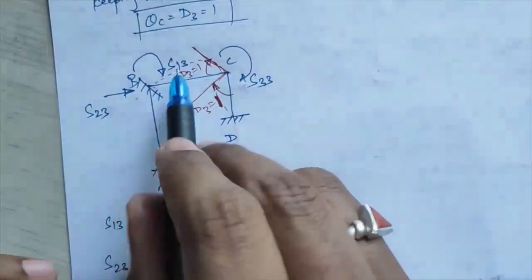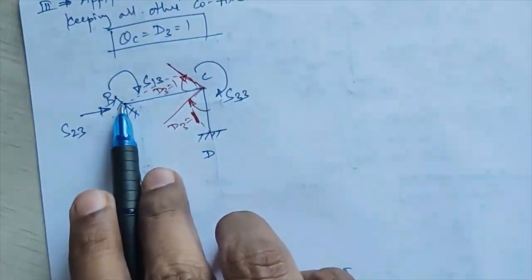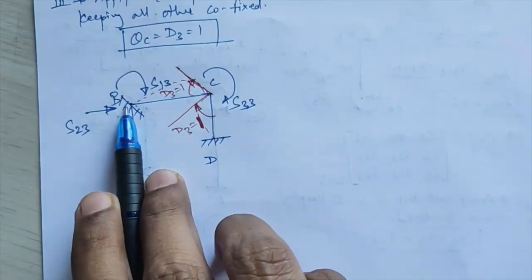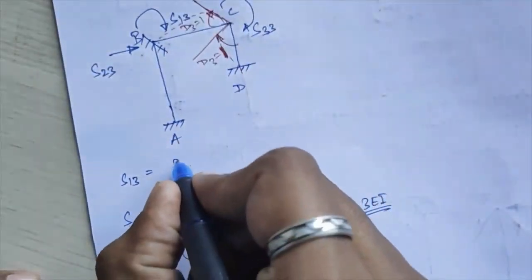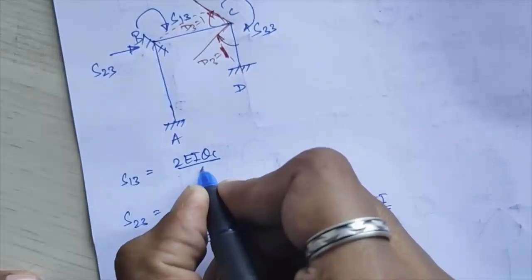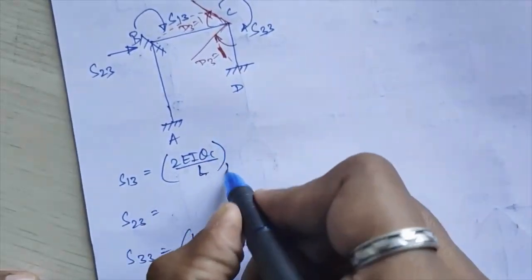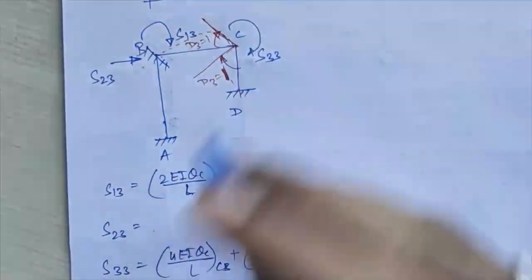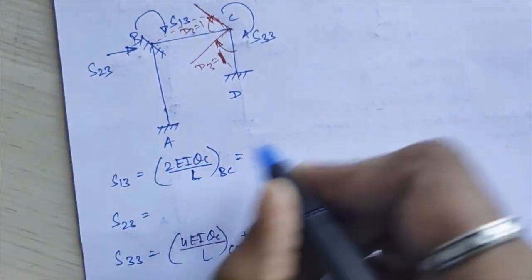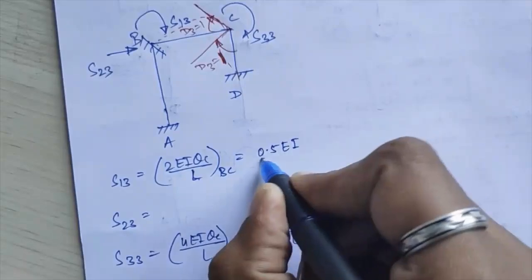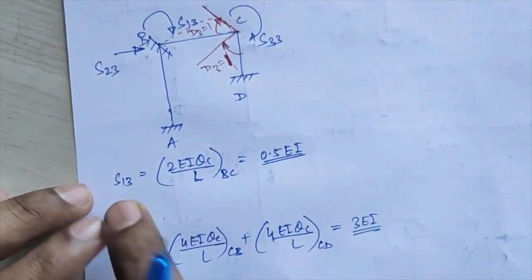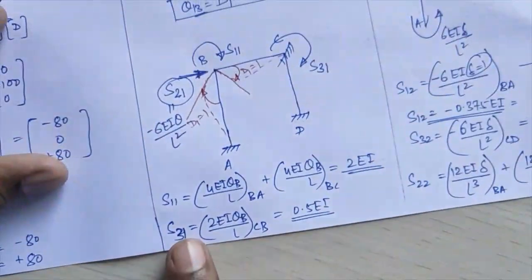In the same way I'll calculate S of 1, 3 corresponding to joint C. B will be treated as the farther end, so the farther end moment will be at S of 1, 3. S of 1, 3 I'll get as 2 EI theta C upon L, but that will be only for member BC. For BA it will be completely restrained. So 2 by L or 2 by 4, I'll get as 0.5 times EI. Now we'll check whether this equals S of 3, 1 or not. S of 1, 3 I am getting 0.5, and S of 3, 1 in my first Roman I got 0.5. Yes, that is the same.